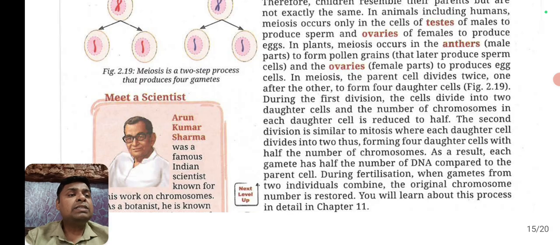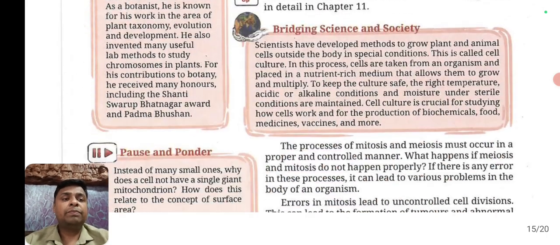In plants, meiosis occurs in anthers to form pollen grains, and ovaries produce eggs. Then these divide and redivide. Then these male cells and female cells come together to form one zygote. They come together to form a zygote, and a new organism is formed. You can see the pictures here.